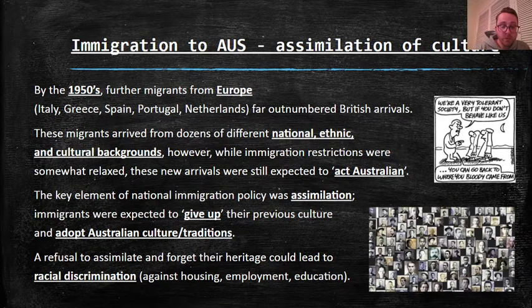A refusal to assimilate and forget their heritage could lead to racial discrimination. That could be, you're not allowed to stay in this house or in this community. You're not allowed to work this job, or I'm going to bully your children at school. Something like that.